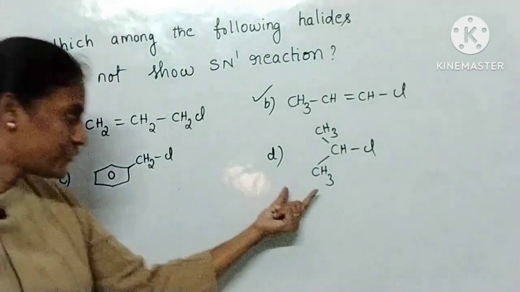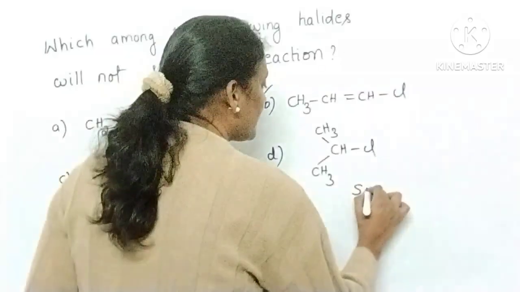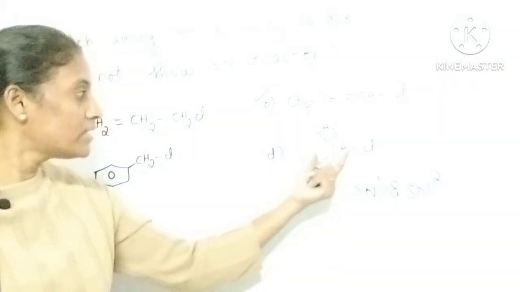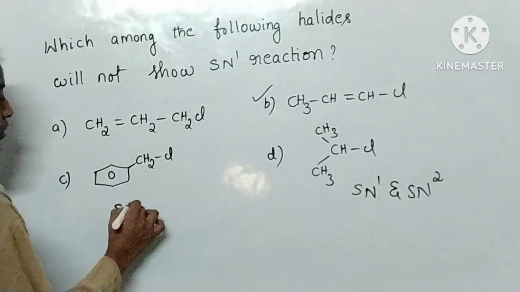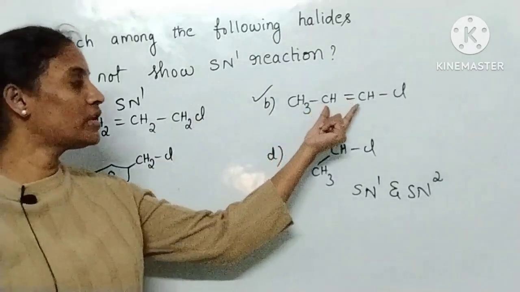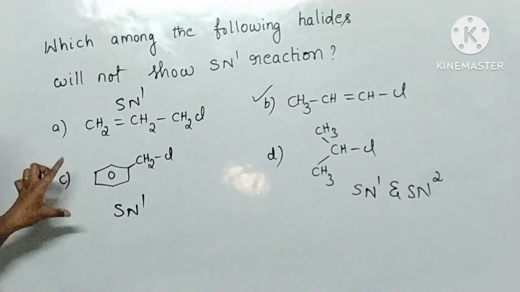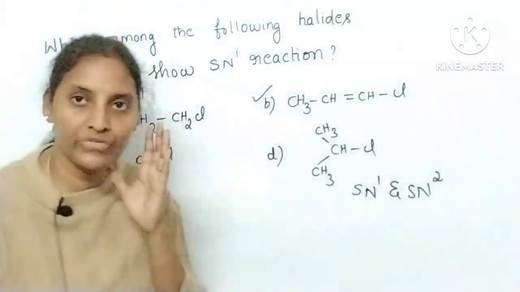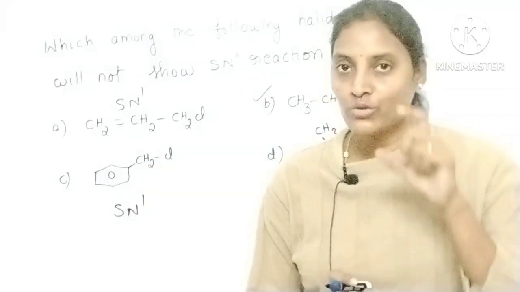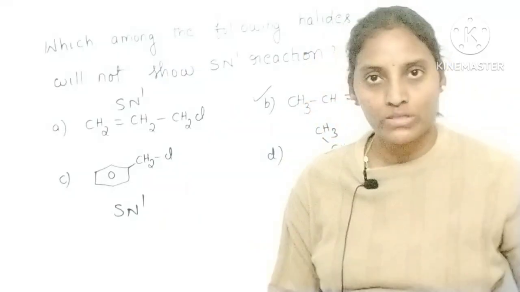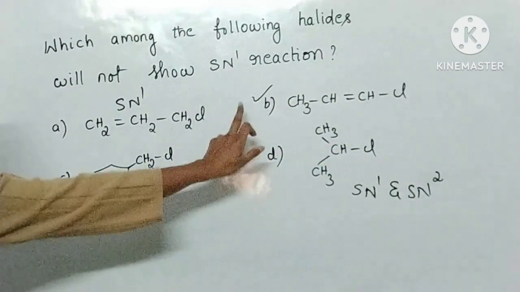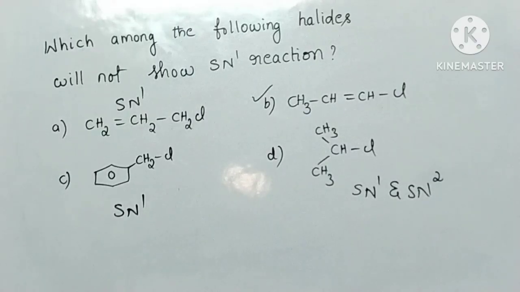The reason is, if you consider this option, this one shows both SN1 and also SN2. Both reactions can be identified by this secondary alkyl halide. This one shows SN1 reaction, and allyl halide also shows SN1 reaction. So this one will not show it, because in these 2 options you can observe resonance. Because of resonance, the carbocation would be stabilized, so SN1 would be possible. Here there is no chance to stabilize the carbocation. That is the reason this is not going to involve in SN1 reaction.